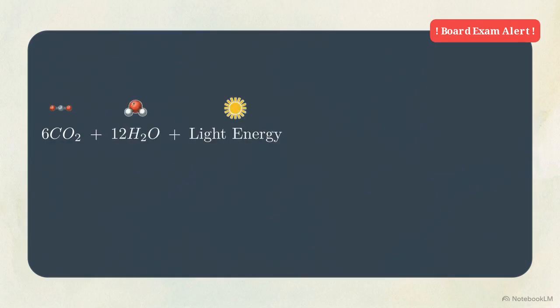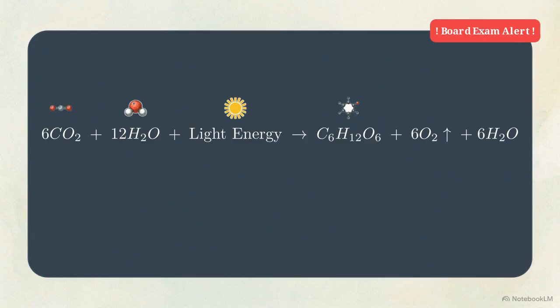In biology, we define photosynthesis as an anabolic, physicochemical process. For your WBCHSE exams, you need to know this specific equation. 6 molecules of carbon dioxide combine with 12 molecules of water in the presence of light to produce 1 molecule of glucose, 6 molecules of oxygen gas, and 6 molecules of water.